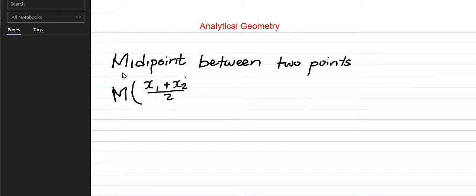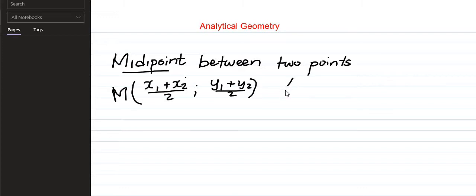So we must understand something. Midpoint, so the midpoint will be the point in the middle of your points. So you are trying to find the point in the middle of the 2 points that you are working with. So if you have points x1 and x2, y1 and y2, the midpoint will be x1 plus x2 divided by 2, and then y1 plus y2 divided by 2, and then close the bracket. So here we have the x coordinate of the midpoint and the y coordinate of the midpoint. So this one is straightforward.